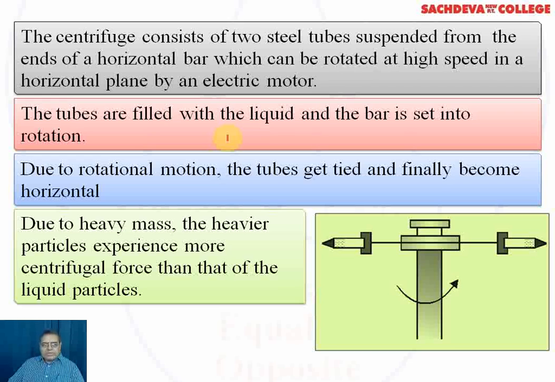Now the next thing is the tubes are filled with liquid and the bar is set into rotation. Due to rotational motion, the tubes get tilted and finally become horizontal. Now due to heavy mass, the heavier particles experience more centrifugal force than the liquid particles.